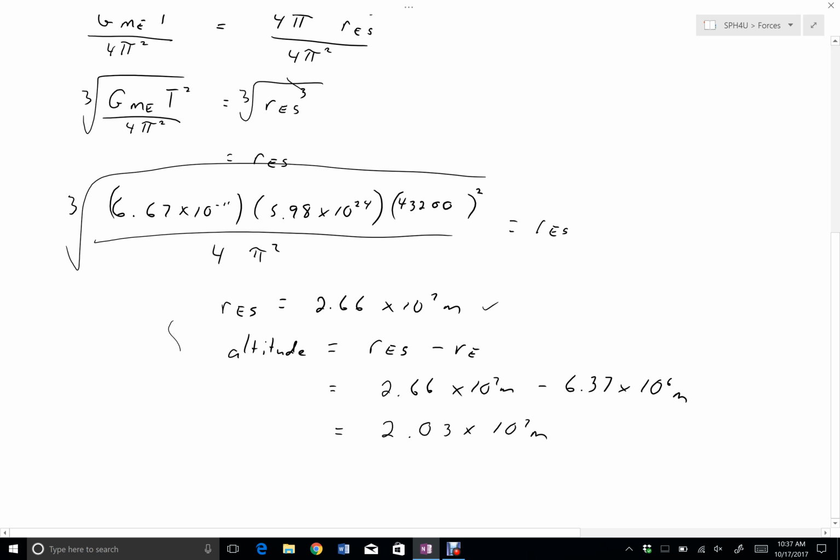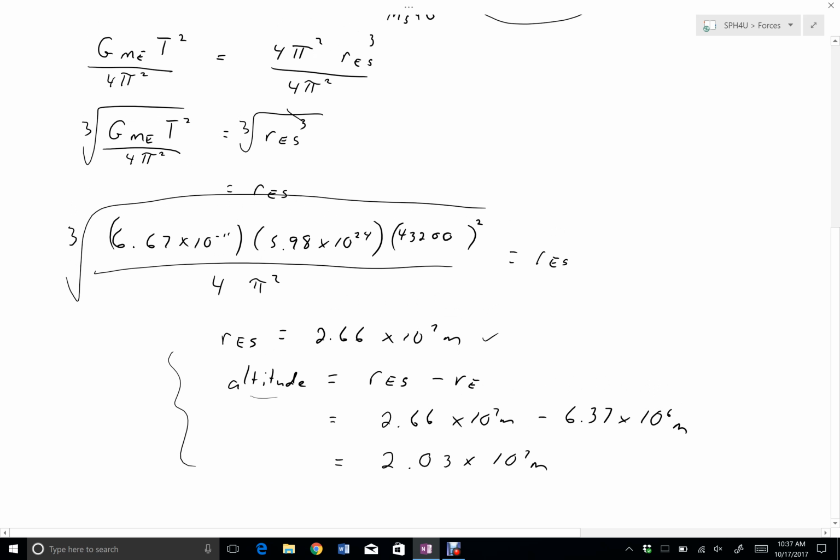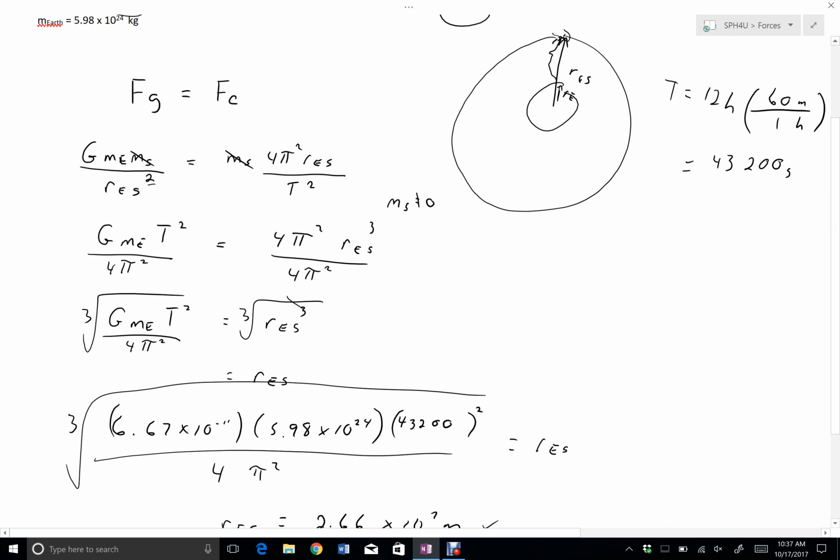Again, I don't know if this step is really necessary. I mean, that's the technical definition of altitude. As long as you were clear about what you had found, I think that that was okay, but we'll just be specific here. So that's how high up you'd have to be, 2.03 times 10 to the 7 meters, or 20,000 kilometers.